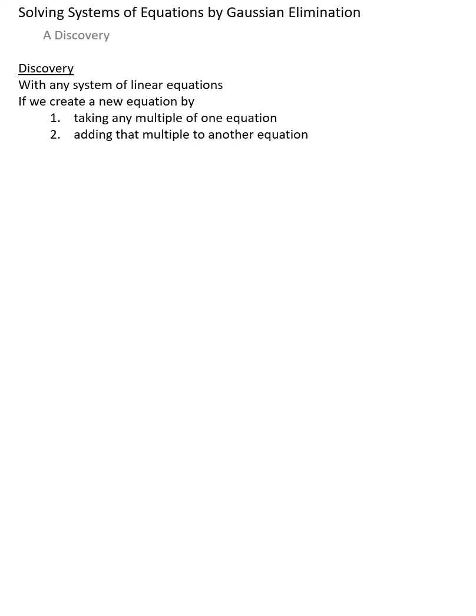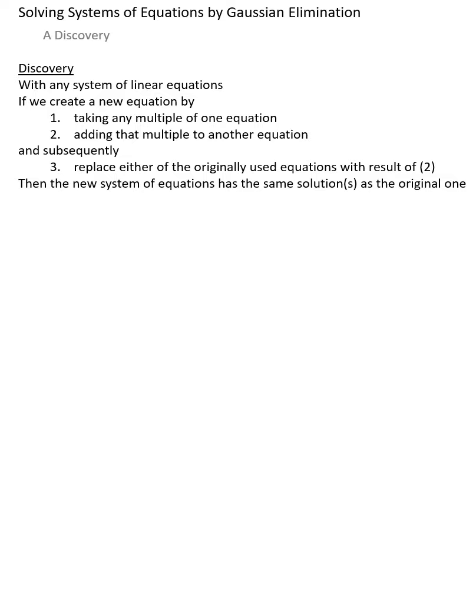We're going to start with a discovery that was made centuries ago. It was discovered that if you have a system of linear equations, and you were to create a new equation out of it by taking a multiple of one equation and adding that multiple to one of the other equations, and you were to then replace one of the original used equations with the result, that the new system of equations would have the same solution or solutions as the original one.